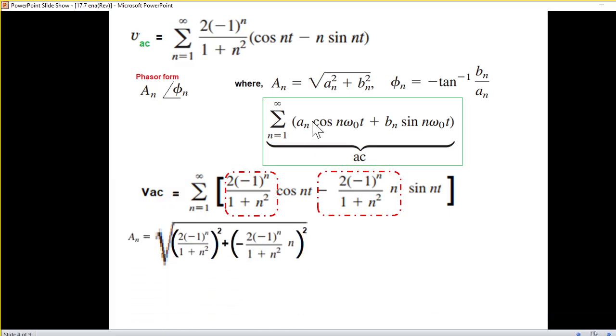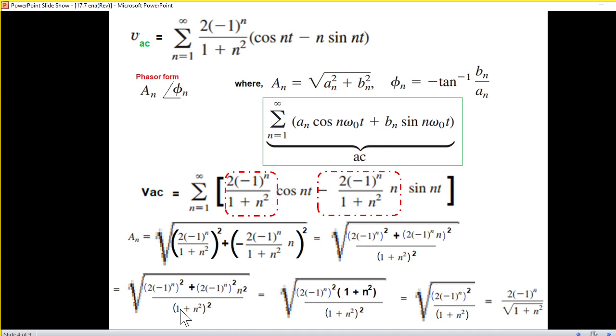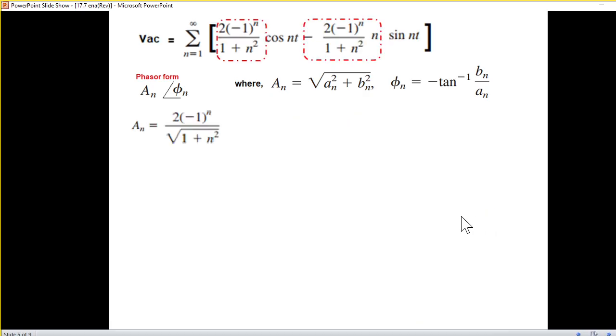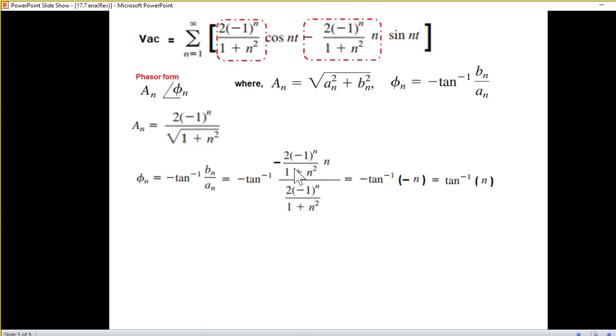So applying this formula, square root of A_n squared plus B_n squared, this is our A_n and this is our B_n, taking a square. And simplifying, I'll not explain this, but you can just follow easily, I hope, step by step. This, then this, then this, and this is our final answer. So this value we'll be using as the value of A_n. Capital A_n we have found, and now we need to find the phase angle.